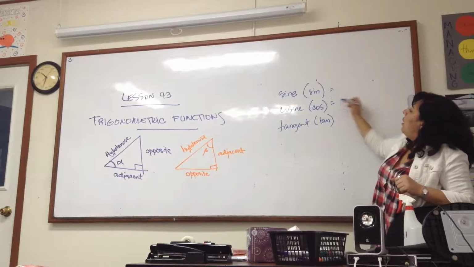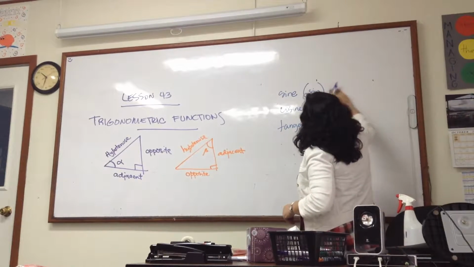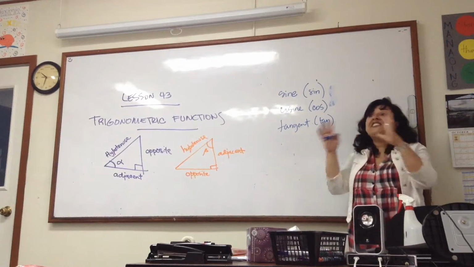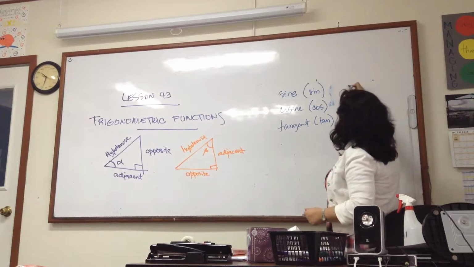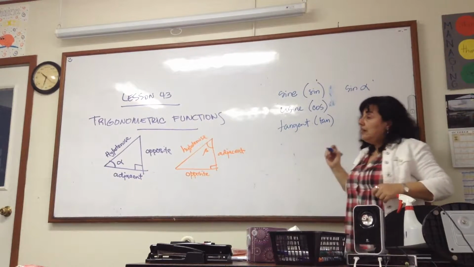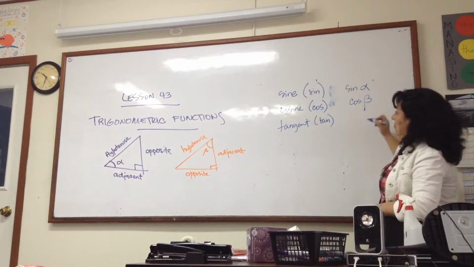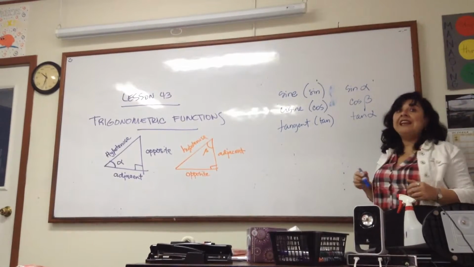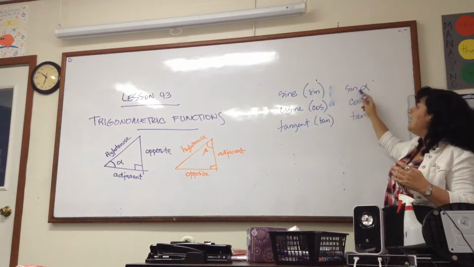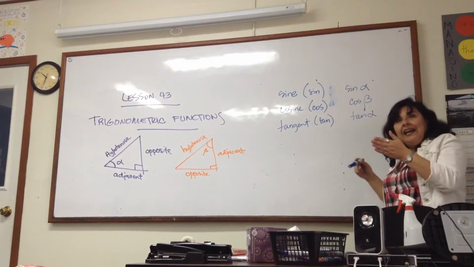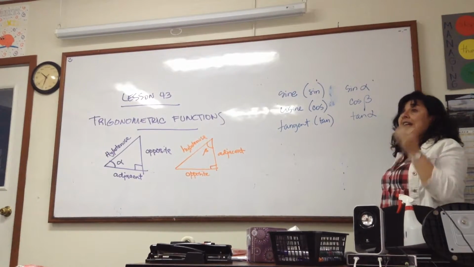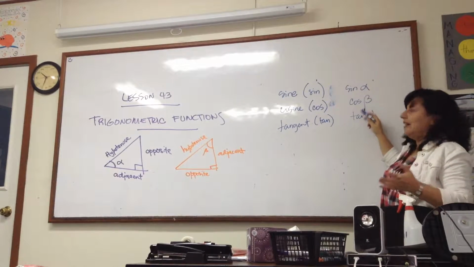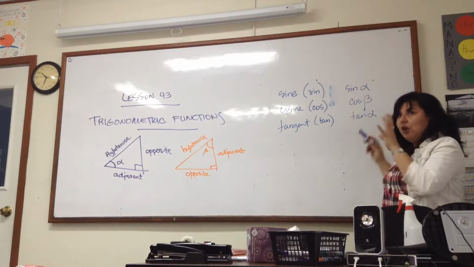Now, these are expressed. It's always the sine of an angle. It isn't just a sine with nothing next to it. It's the sine of an angle. It is the cosine of an angle. It is the tangent of an angle. And you say it like this. It is the sine of alpha, and it is understood, the "of" part, that this is an angle. Cosine of beta.